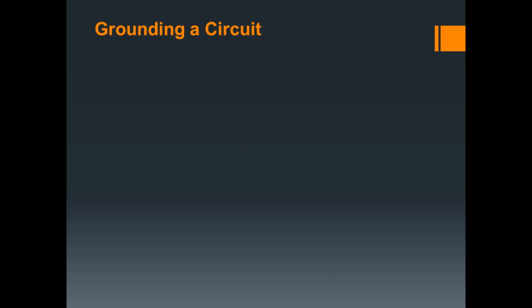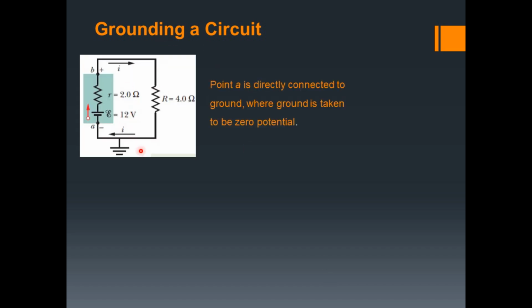Now grounding a circuit, the same circuit again, but you see now here this point A is grounded. It means it is connected to the surface of the earth. So point A is directly connected to the ground, where ground is taken to be zero potential, and we just assume that potential is zero here. Then VB minus VA, we calculated, is 8 volt, and now if A is connected to the ground, which is zero potential, then we can write VB is equal to 8 volt.